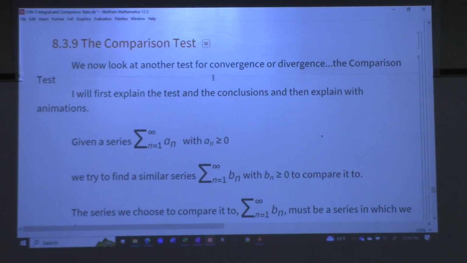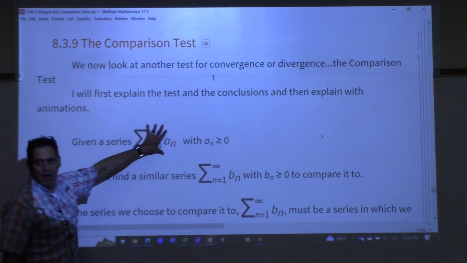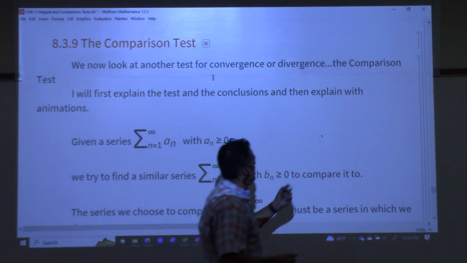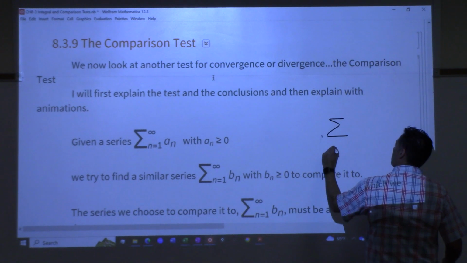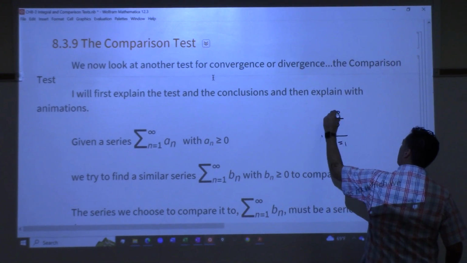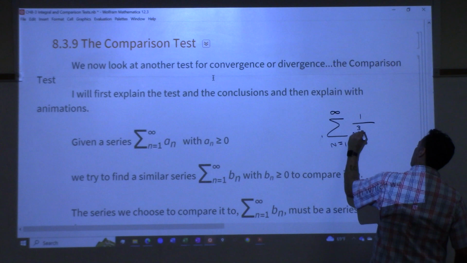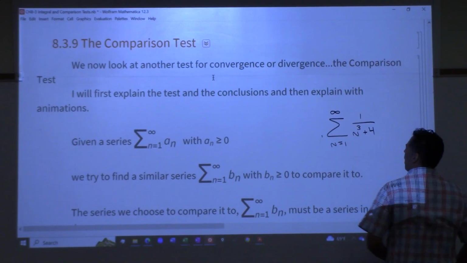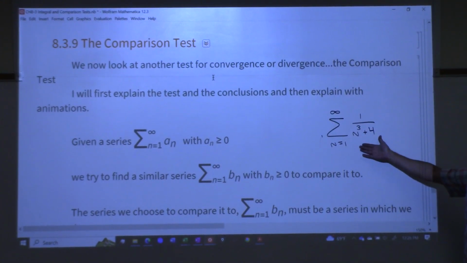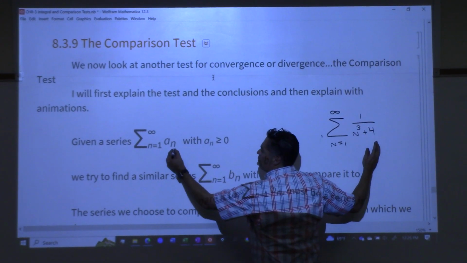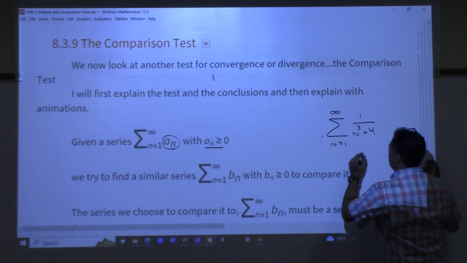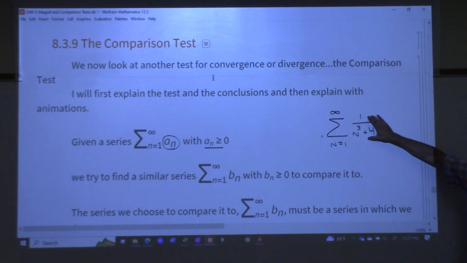We look at another test now for convergence or divergence. It's called the comparison test. Let me just explain in words first what it's saying. We're given a series, all right? And I'm going to put an example over here. Let's do that one that we were just talking about. We're given a series, and we have a condition here. Whatever's here has to be greater than or equal to 0. So that is greater than or equal to 0, positive always, so we can use the comparison test.